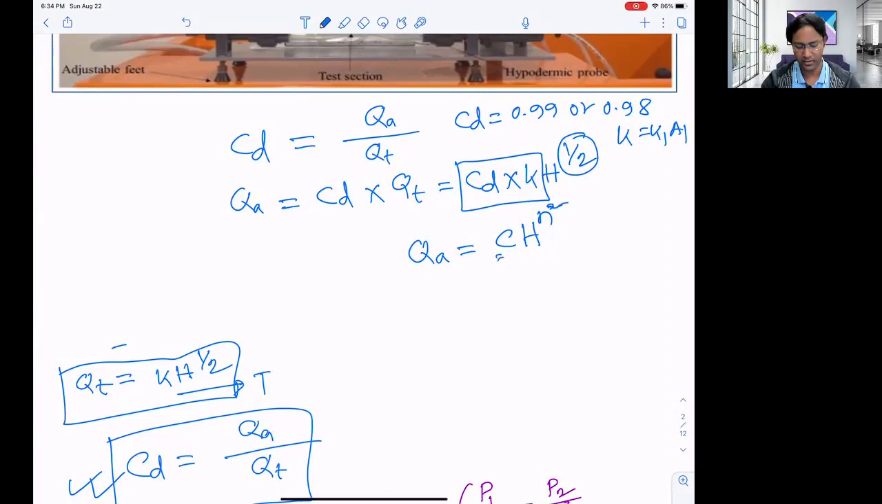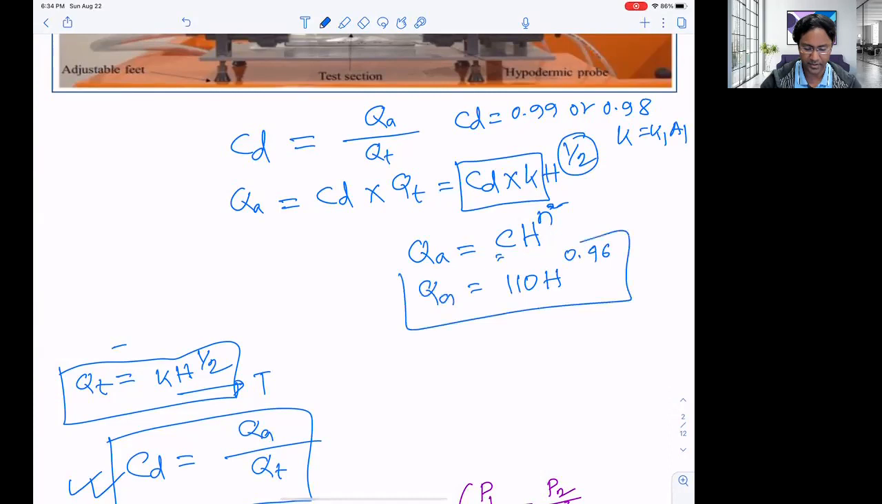If we somehow calculate the values of n and c, and replace these values here, like it is maybe 110, and then h to the power maybe 0.46 or anything, that will be the calibrated formula for this specific device, because we'll test this device for different flow conditions and we'll use those values to find this exponent n and the coefficient c. Then we'll replace those values in this equation and we'll have an equation like this.